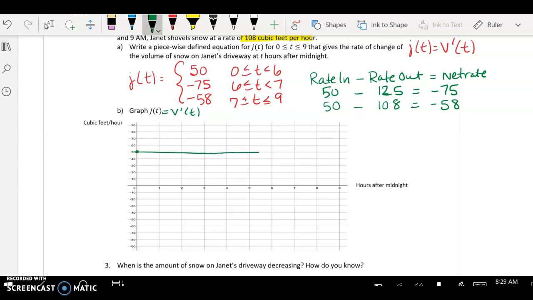6, and then it jumps down to negative 75 for the next hour, and then it jumps to our negative 58 until the 9 o'clock. Okay, so we have a nice, simple, linear rate function.